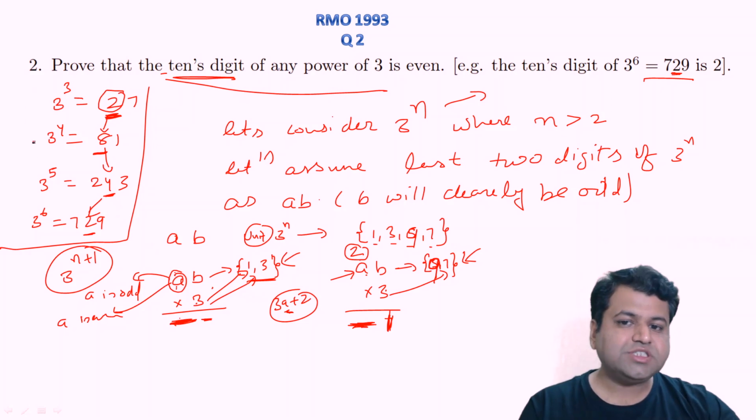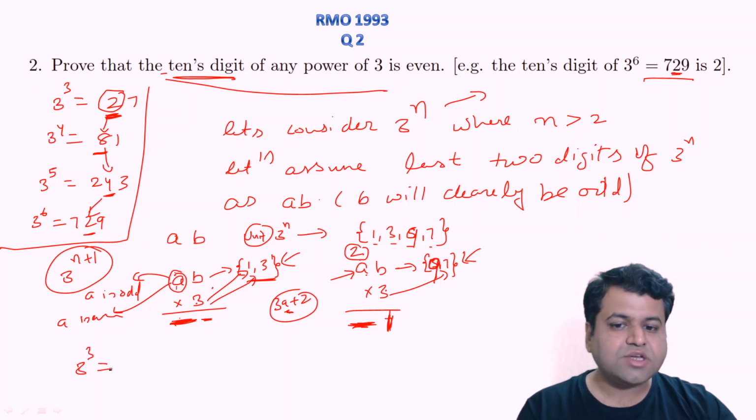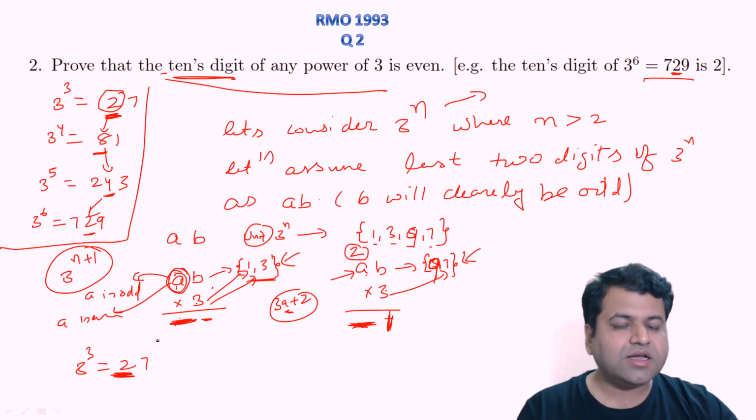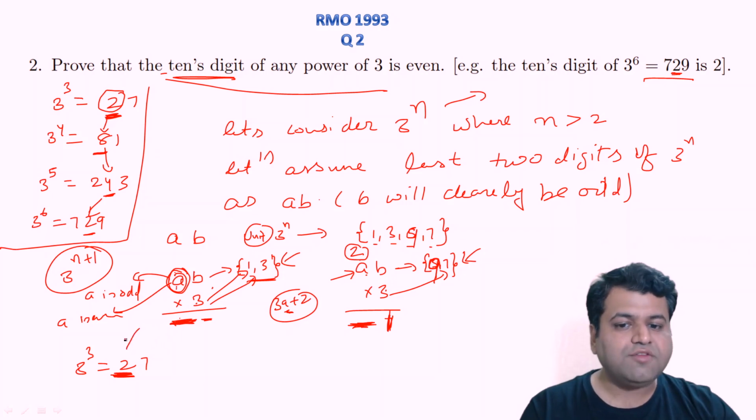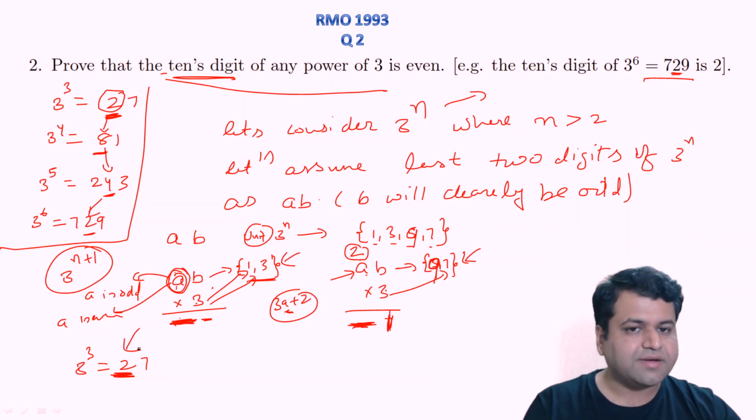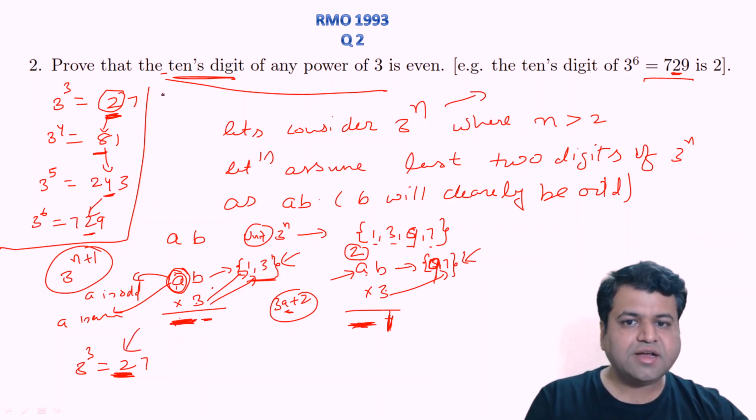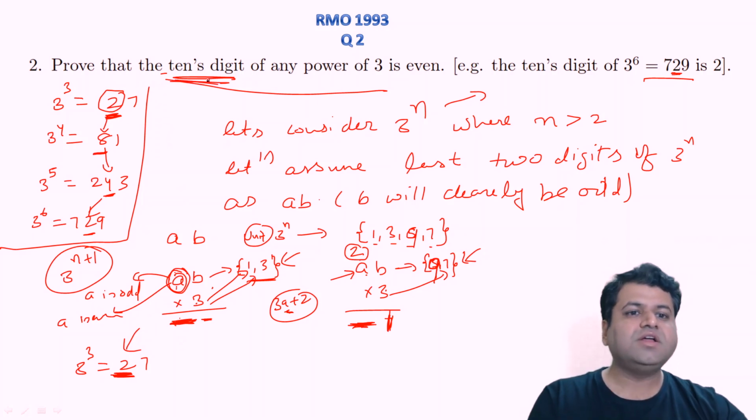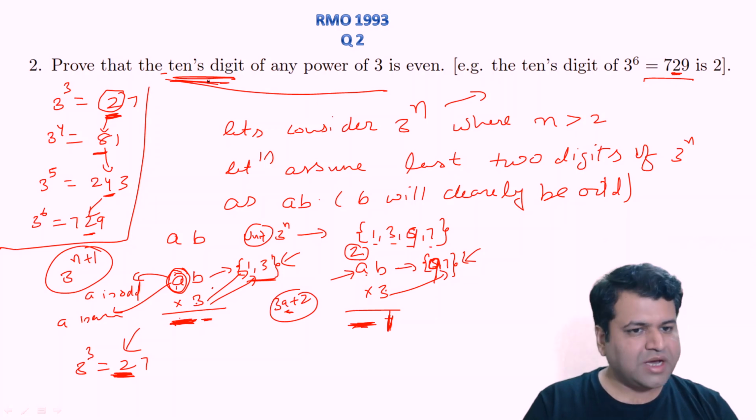So since 3 cube is equal to 27, and it has an even number at the tens place, our a is even in the first case, and in all the other powers of 3, the subsequent tens place will also be even, right? So in this way we have proved that any power of 3 will have an even tens digit, right?